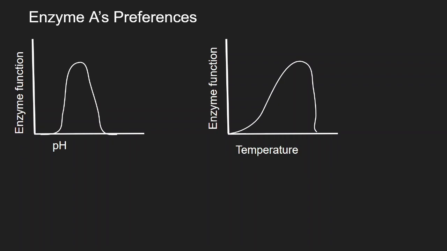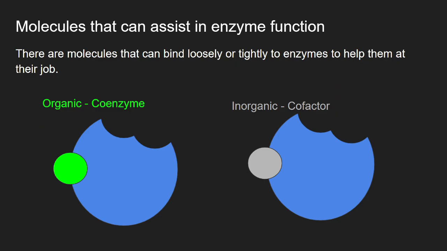So for every enzyme, there is a certain pH range and temperature range in which they function best. And outside of that range, they can denature. There are molecules that can assist in enzyme function, and they can be bound loosely or tightly. If this molecule is organic, it is known as a coenzyme, and if it is inorganic, it is known as a cofactor. What these molecules do is help assist the enzyme in functioning and doing its job.